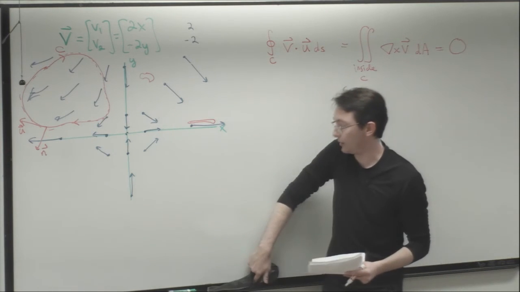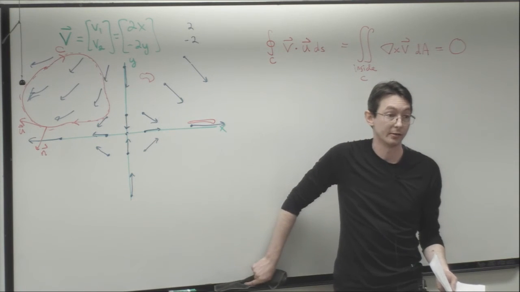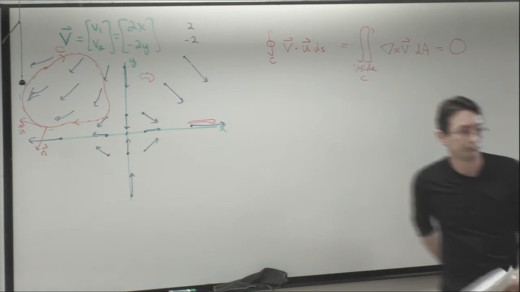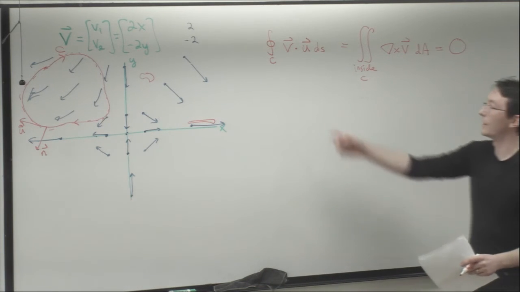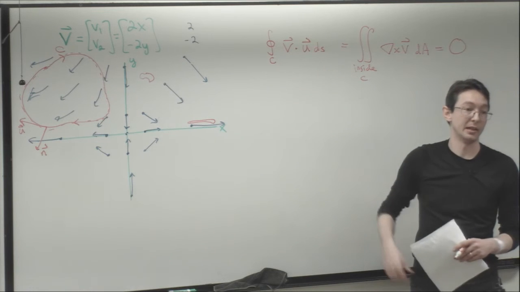And we know this because our potential function satisfied Laplace's equation. Actually, really just because our vector field V is the gradient of a potential. That's all we need.